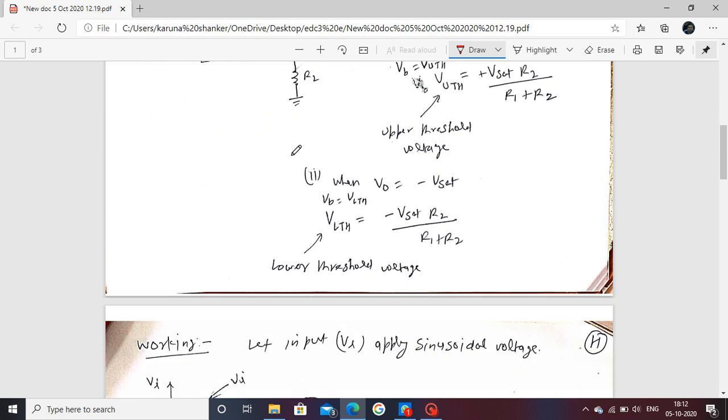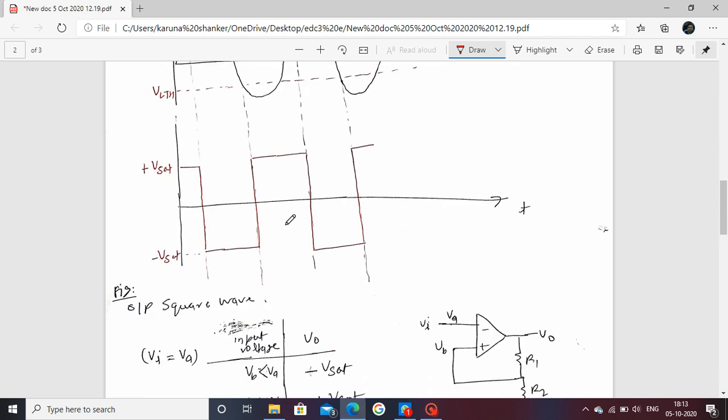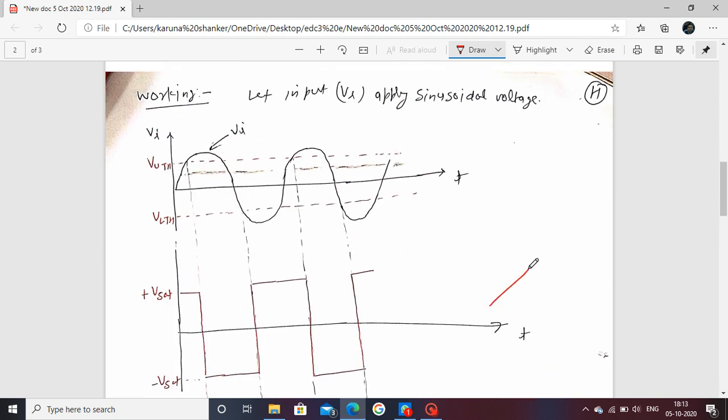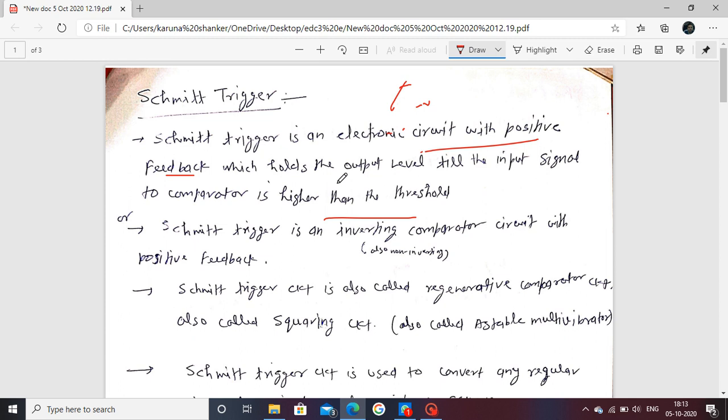You see here two levels; this is the output of your Schmitt trigger. The output comes in two levels, plus V side and minus V side. This two-level output comes when we apply an input, for example a sinusoid. It converts it into a square wave, one positive and the next negative. So the Schmitt trigger is an electronic circuit with positive feedback and the output comes in two levels, one positive and the other negative.